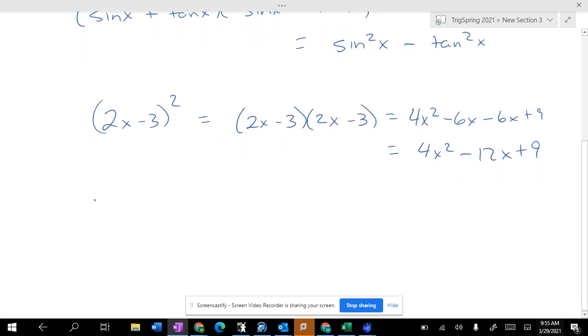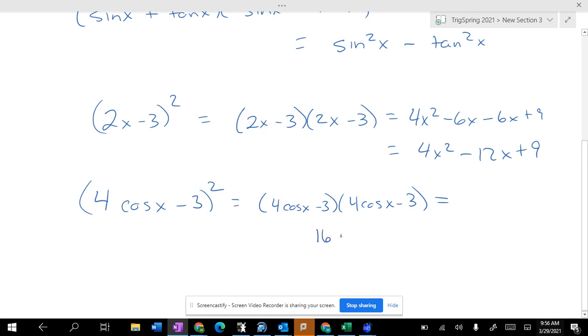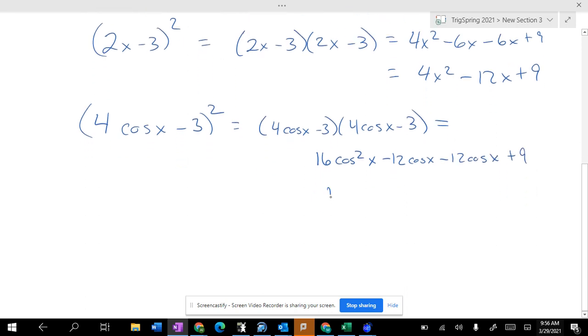So if we had 4 cosine of x minus 3 quantity squared, you just write it twice and FOIL. Four cosine of x times 4 cosine of x is 16 cosine squared of x. Outers is minus 12 cosine of x. Inners is minus 12 cosine of x. Plus 9, which is 16 cosine squared of x minus 24 cosine of x plus 9.